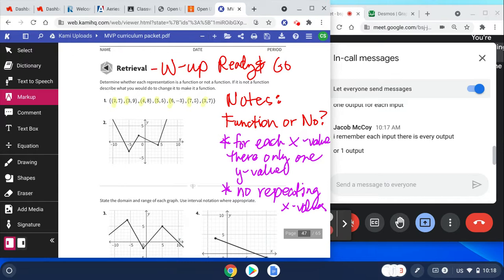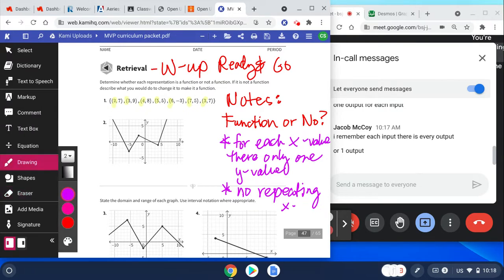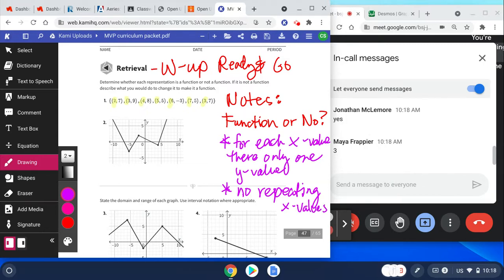And do I have any repeats? Because I cannot have any repeating x values. If I have repeating x values, it's not a function. Maya, which one is repeating? Yes. X equals 3 repeats. So that means no, it is not a function. So that's kind of an easy one. We just look at the values. We look to see if there's any repeats. Do you see how there was an x equals 3 here and here? So we say, no, it's not a function.